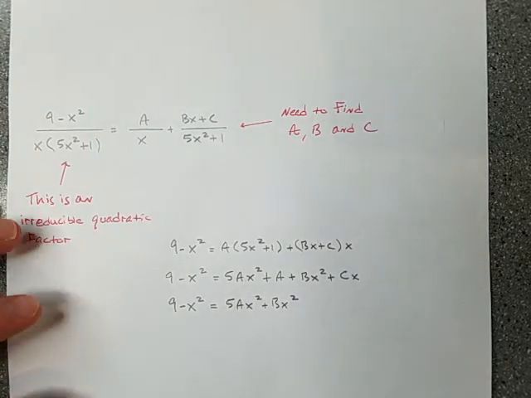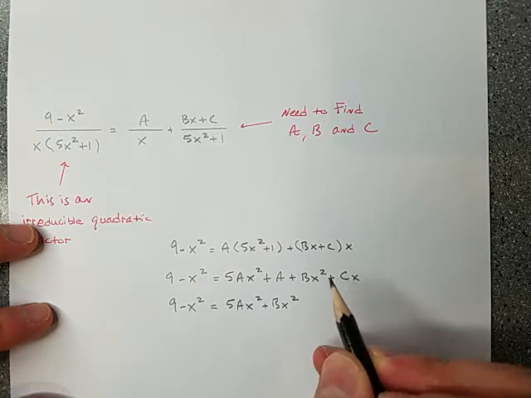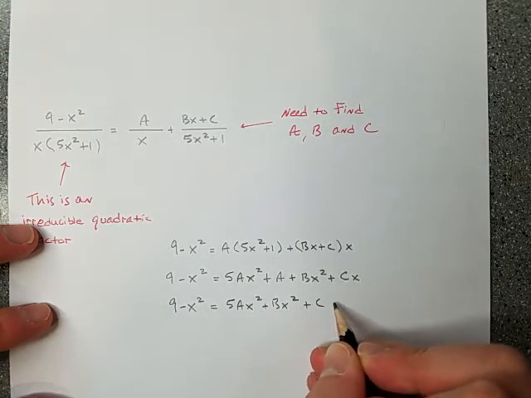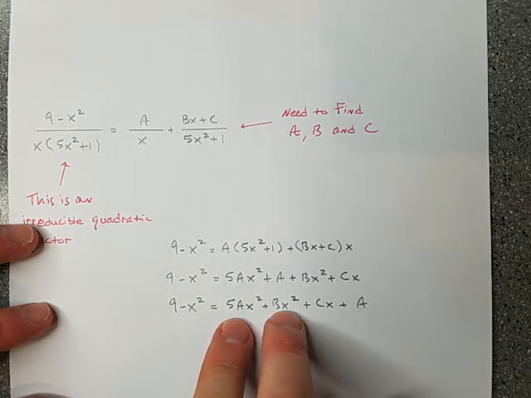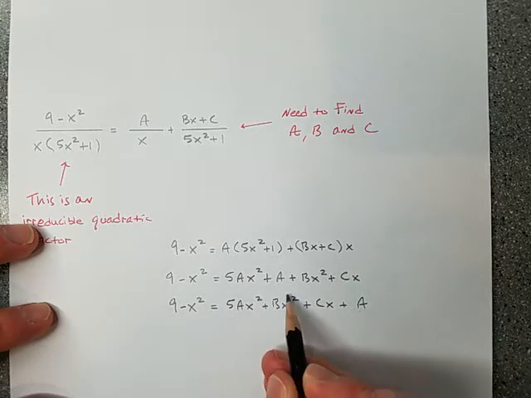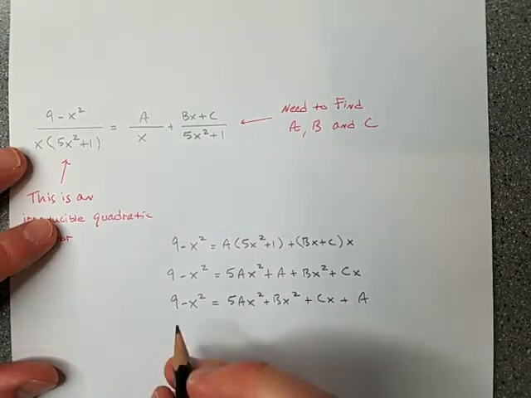All right. So those are like terms, so I'll group those together. Then I get c times x, and then I get a. And so there they are in order. Now about this, I'd like to combine these, and by combining them, that will be factoring out the x squared.